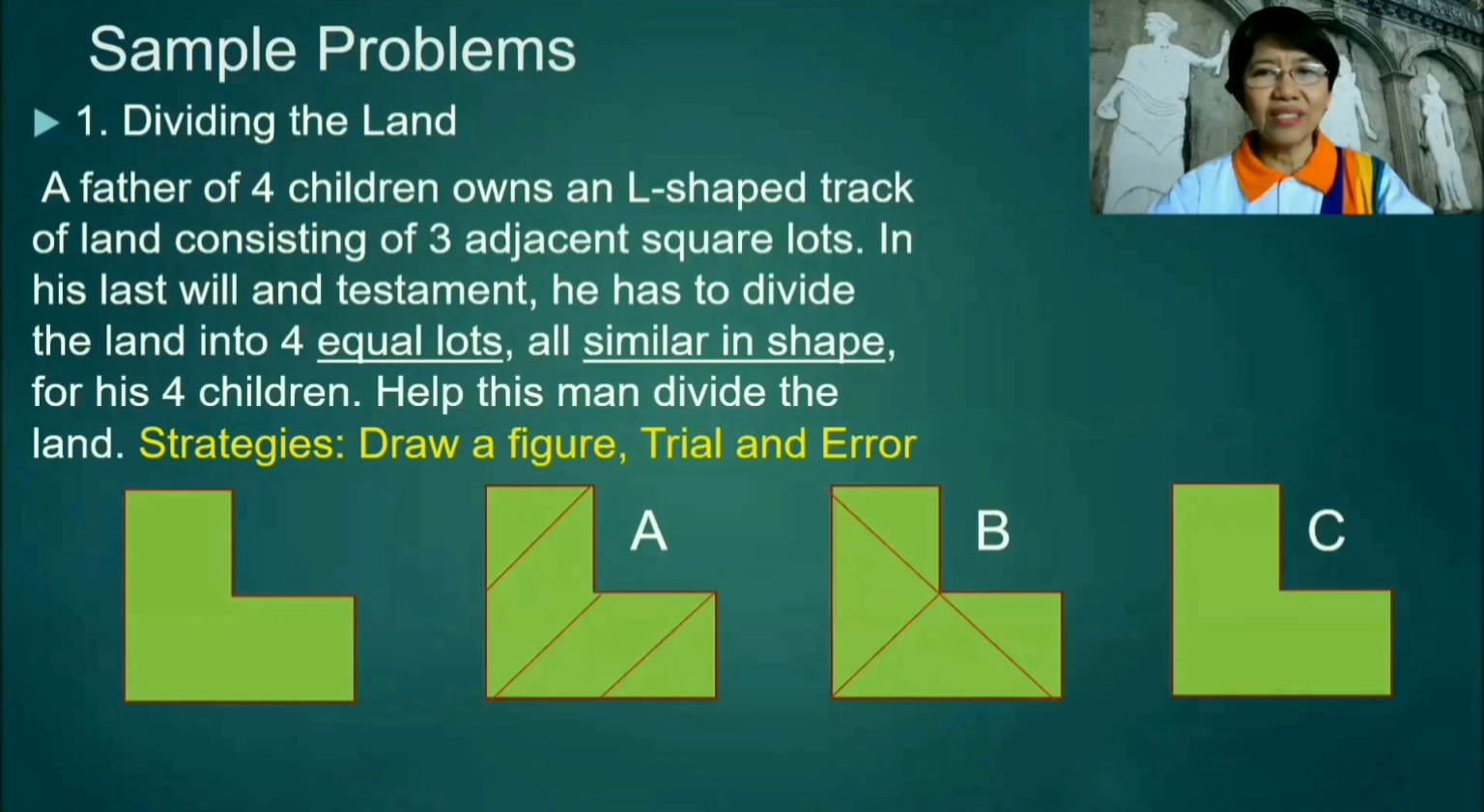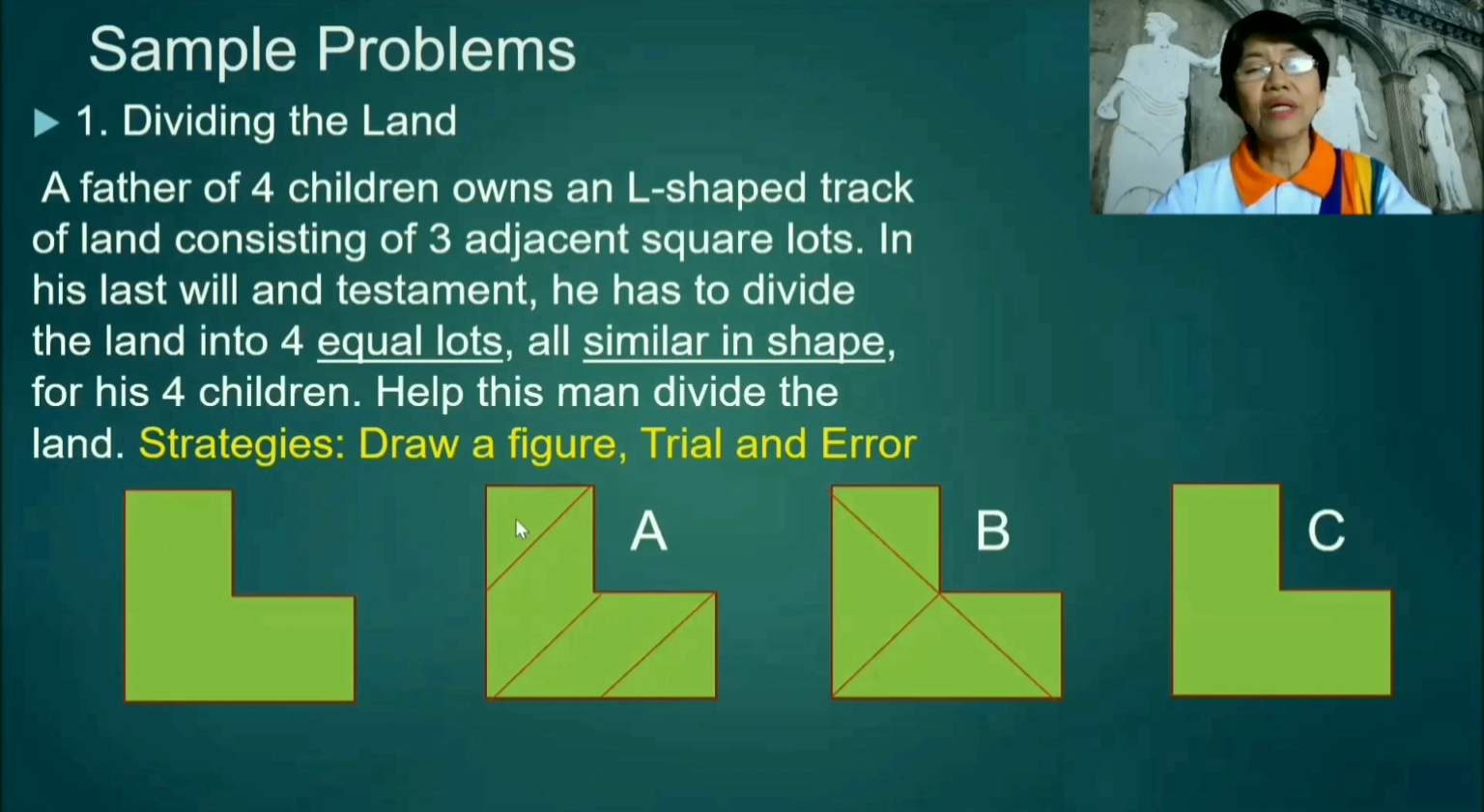Here are the strategies that we can use. Draw a figure and use trial and error. You can draw several figures which represent the L-shaped tract of land, and then you can try the different figures which will fit the requirement of the problem. The land is to be divided into 4 equal lots, and these lots are all similar in shape. So the usual strategy is to divide the land like letter A.